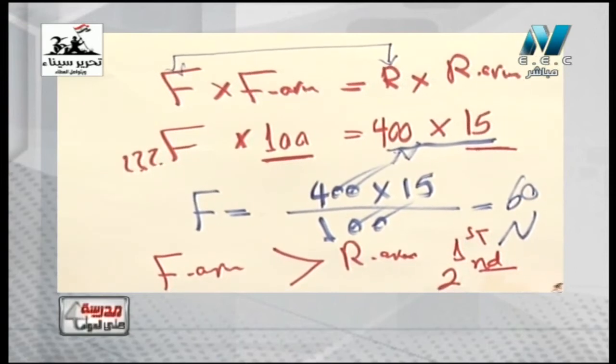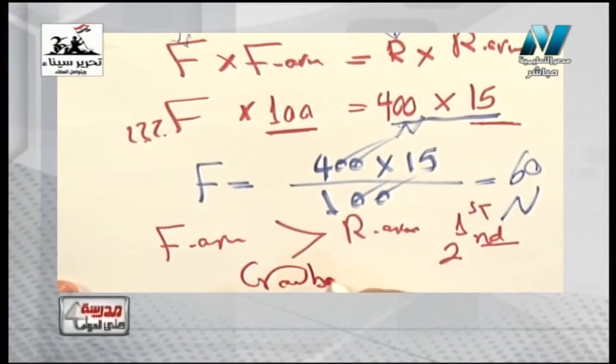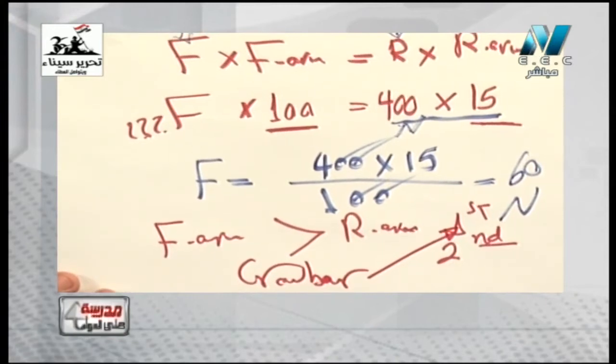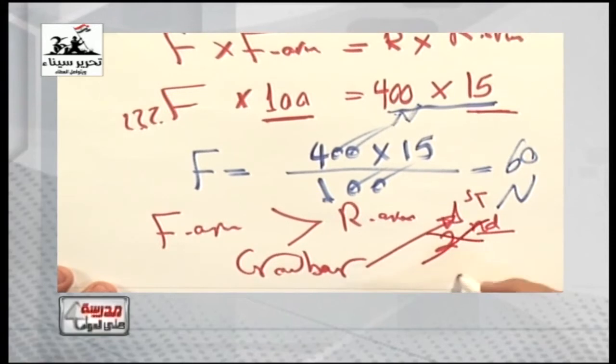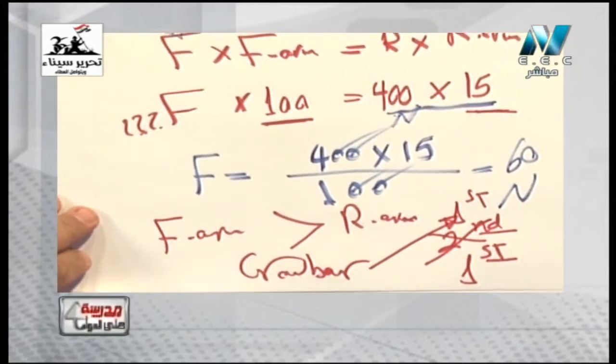Here is the confusing part: is it first or second? But the problem mentions a crowbar, and we know a crowbar is a first class lever. So this lever is a first class lever, not second class, and it also has the effort force arm longer than the resistance arm. To determine the type of lever, it is important to look at two things. Number one, if there is an example in the problem, it will clarify it well. For example, here it says crowbar. If we draw the crowbar, we will find that the fulcrum O is found between the resistance and effort force, so it's a first class lever.